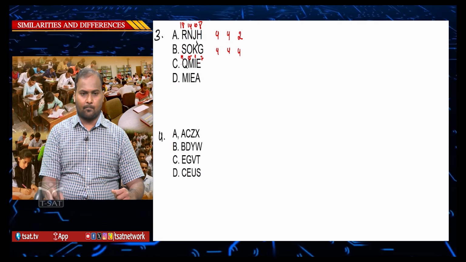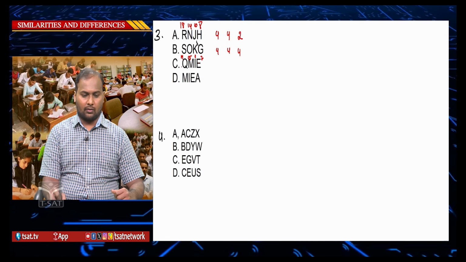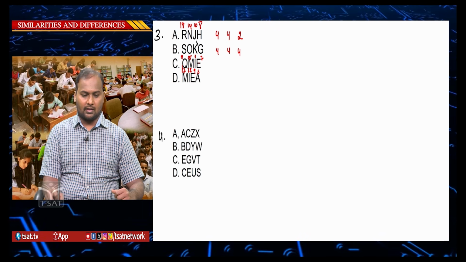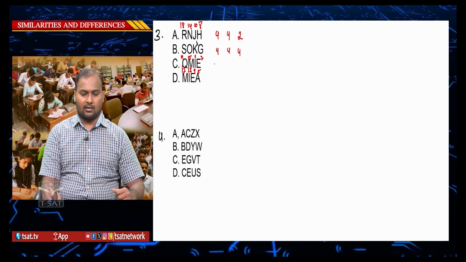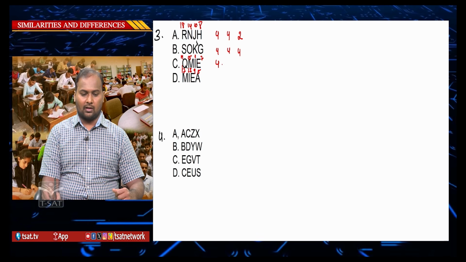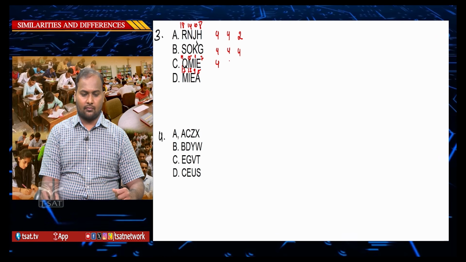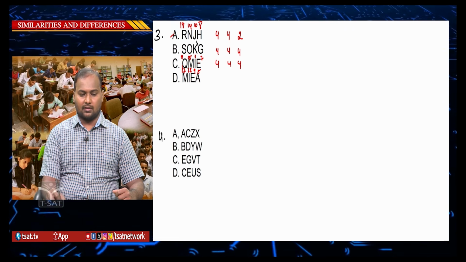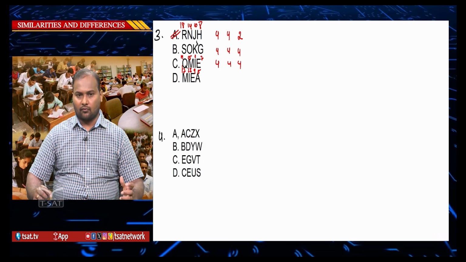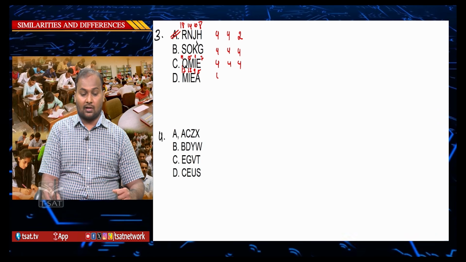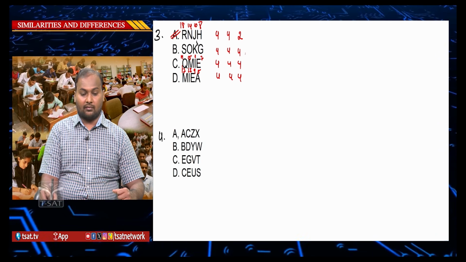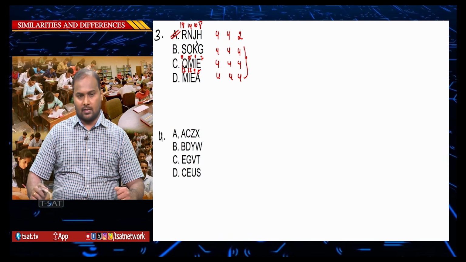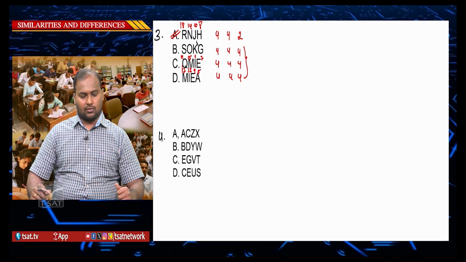Now come to option C. In option C, we have Q. In coding and decoding, Q is 17, M is 13, I is 9, E is 5. If you see the difference, between Q and M is 4, M and I is also 4, I and E is also 4. So obviously, what is your answer? The answer is option A, because it is 4, 4, 2, and the remaining 3 options are similar, with the difference of 4, 4, 4. Next, see the next question.